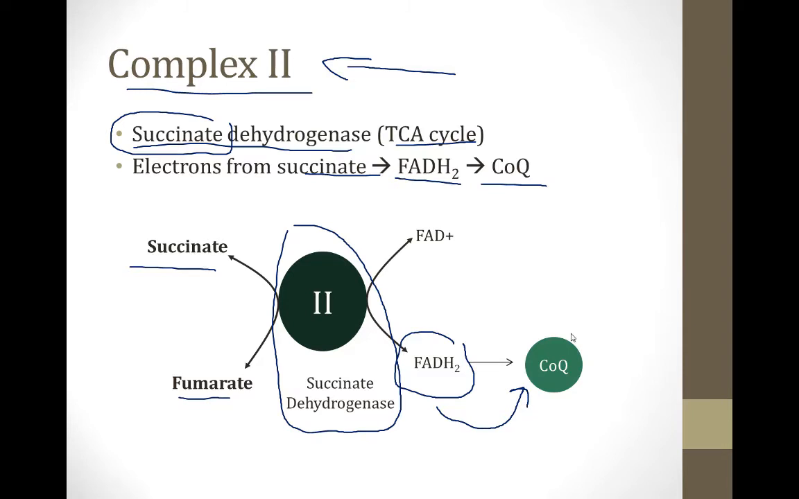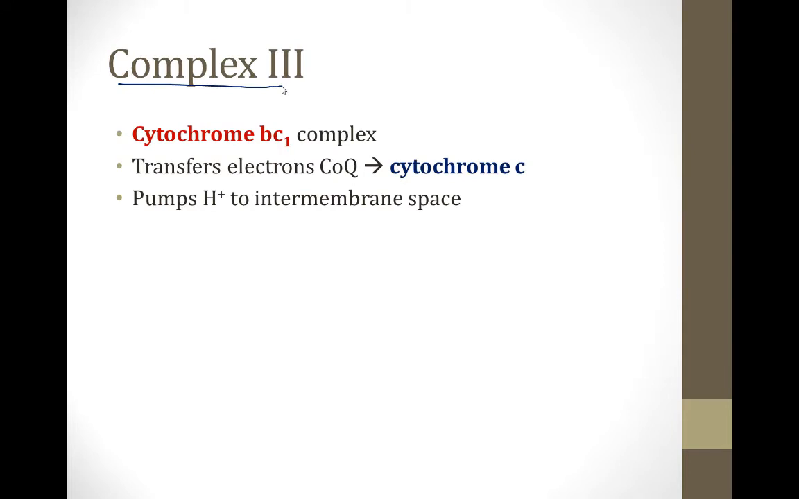And as I told you before, coenzyme Q goes on to deliver those electrons to complex 3. Complex 3 has another name, just like everything else. It is also called cytochrome BC1 complex. And the job of complex 3 is to take those electrons from coenzyme Q and transfer them to another shuttle for electrons called cytochrome C.